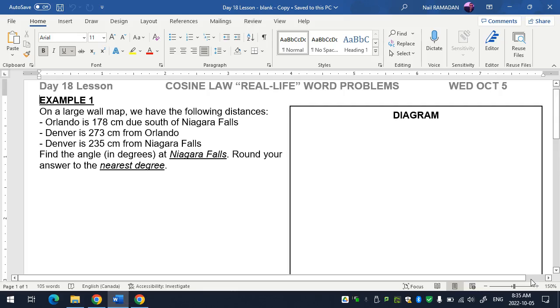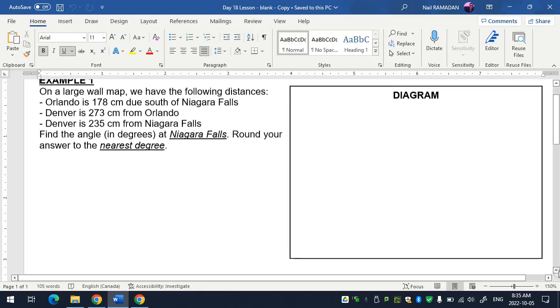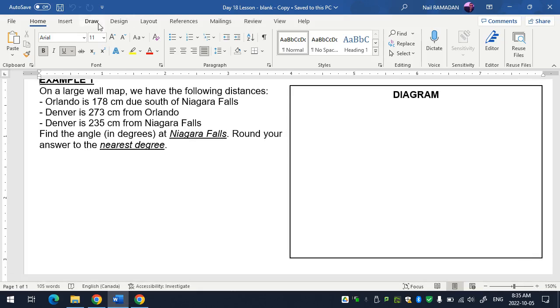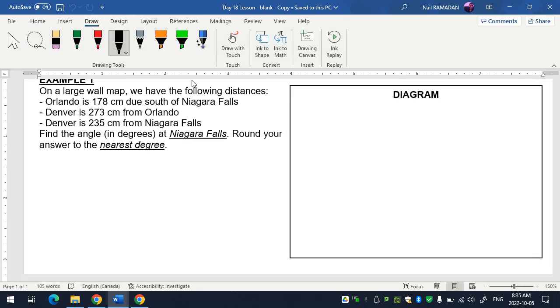So a triangle has three sides. Obviously, we can't sketch it randomly because we know that Orlando and Niagara Falls are south and north of each other. So I'm going to go like this. Everyone, here is the first leg, from here to here. Which one should be above, Orlando or Niagara Falls? Orlando is south of Niagara Falls, which means Niagara Falls is here and Orlando is here.